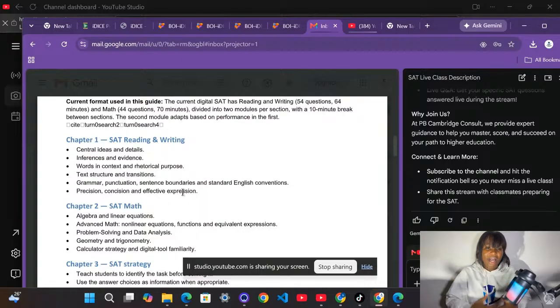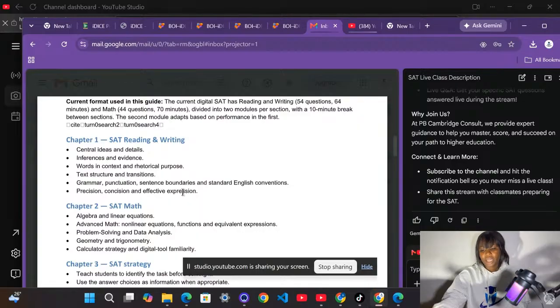So when you are going through the reading and writing session, you need to pay attention to the tables and each diagram that is provided for you in that passage. You're also being tested on text structure and transitions. You're going to come across questions on grammar, punctuation, sentence boundaries, and standard English conventions. You're going to come across precision, concision, and effective expression.